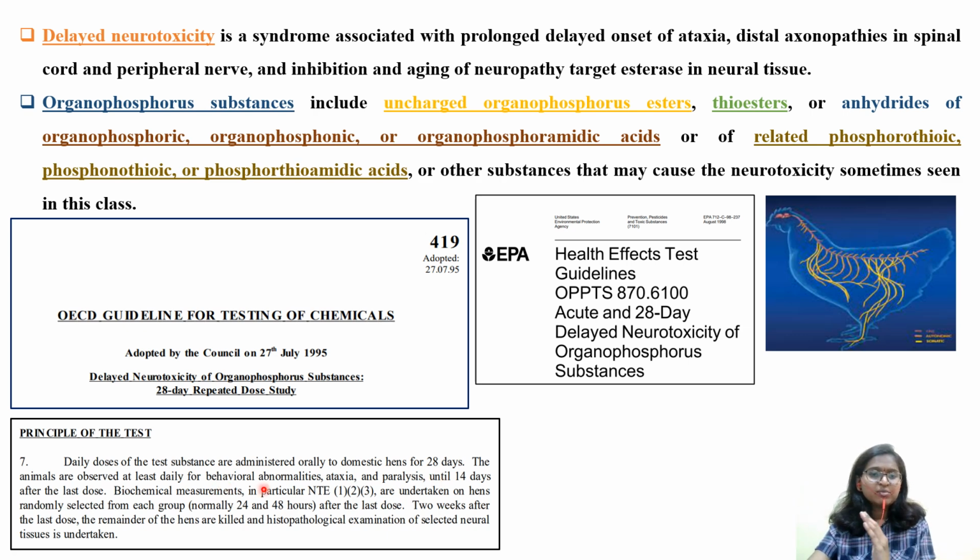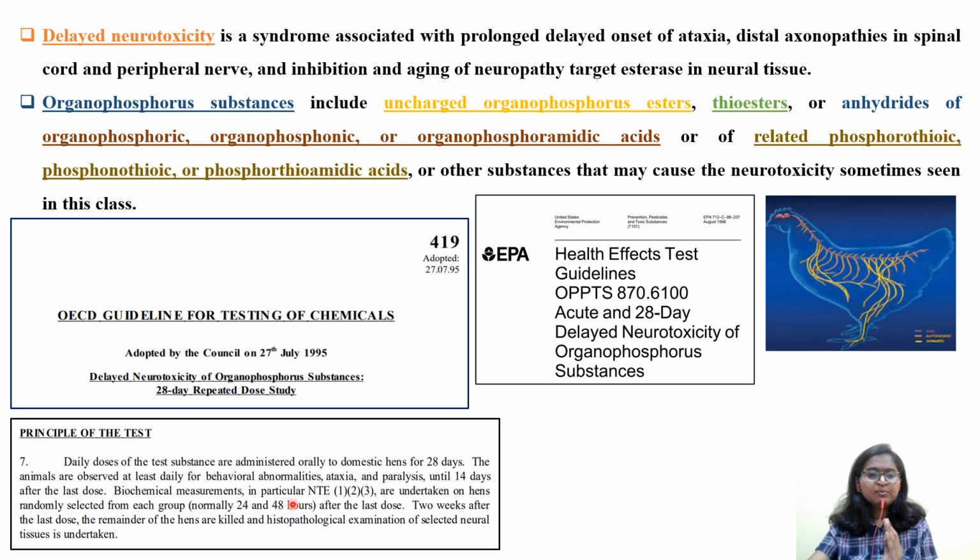With repeated administration, the animals are observed at least daily for behavioral abnormalities, ataxia, and paralysis. These are the main important observations to be seen during this particular test, until 14 days after the last dose. So if the last dose was on day 28, then after day 28, without test item administration, you have to observe for another 14 days for these behavioral abnormalities, ataxia, and paralysis.